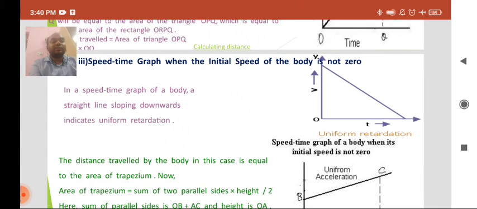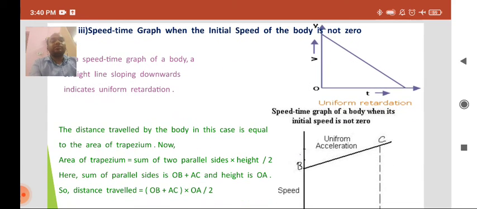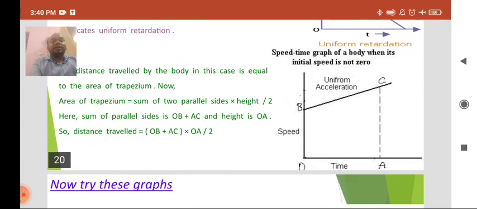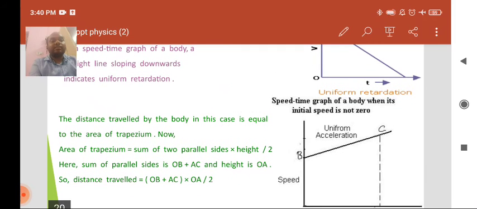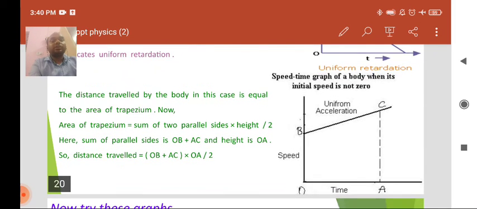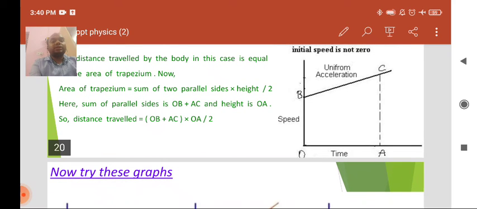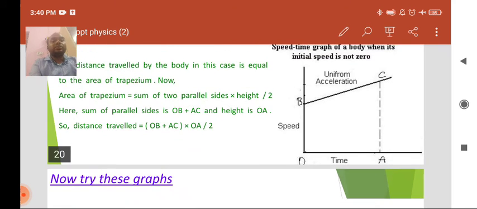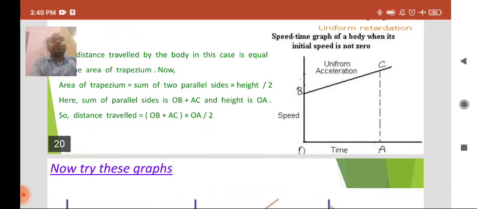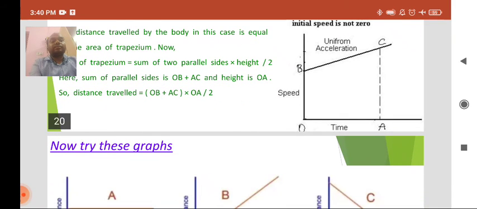This is shown in the figure. This is known as uniform retardation. In the other figure, the distance traveled by the body in this case is equal to the area of the trapezium, which is (OB plus OC) into OA upon 2. It is equal to the uniform acceleration, in other words, the trapezium.